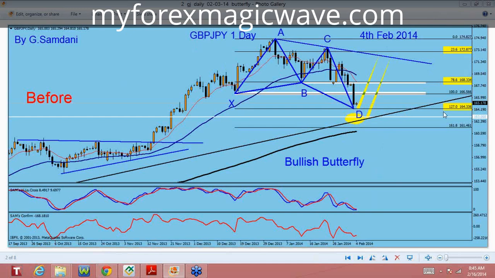And then the level is 127 projection of XA. It could be 127 and 1.618. So in both levels, the bullish butterfly is valid. But here, as compared to the pound USD chart, I was expecting that we might be going up from right here, or maybe we will drop to the trend line and then bounce. That's the trend line from the weekly chart. And let's see what happened on this chart.